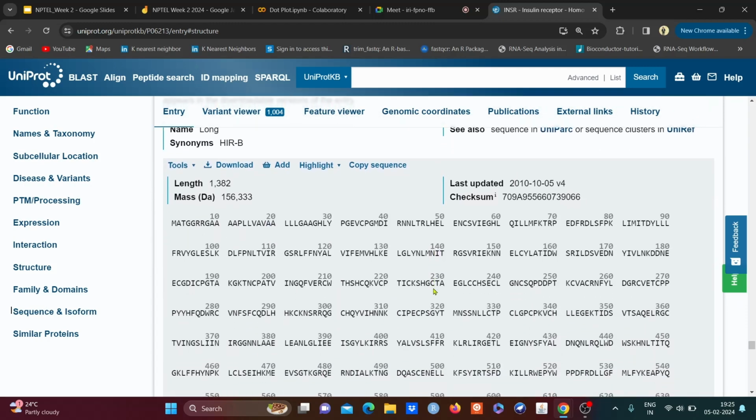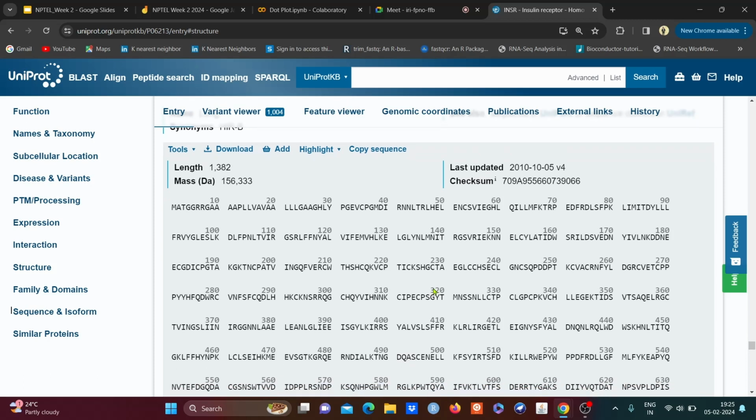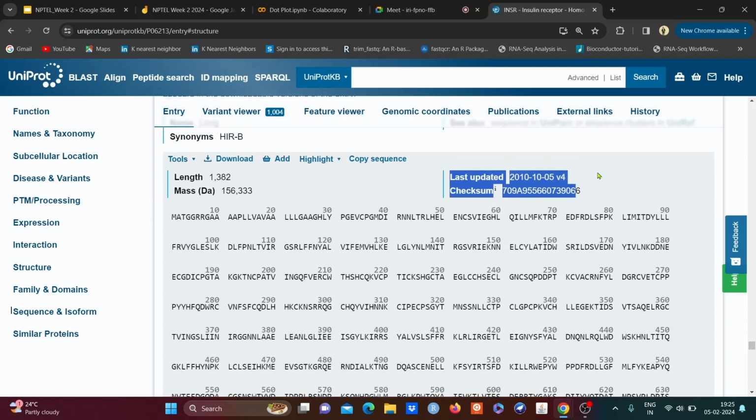Here we can see the complete sequence information. It has 1382 amino acids with a molecular weight of 1,56,333 daltons. And it shows when this was last updated. Here it also lets us download the sequence. By clicking on download, okay, I'll show again.